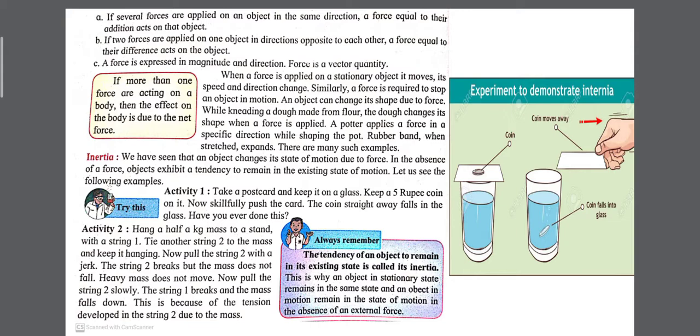Now a second activity is there related to inertia. Hang a half kg mass to a stand with string 1. Tie another string 2 to the mass and keep it hanging. Now pull string 2 with a jerk. String 2 breaks but the mass does not fall. The heavy mass does not move. Now pull string 2 slowly. String 1 breaks and the mass falls down. This is because of the tension developed in string 1 due to the mass.